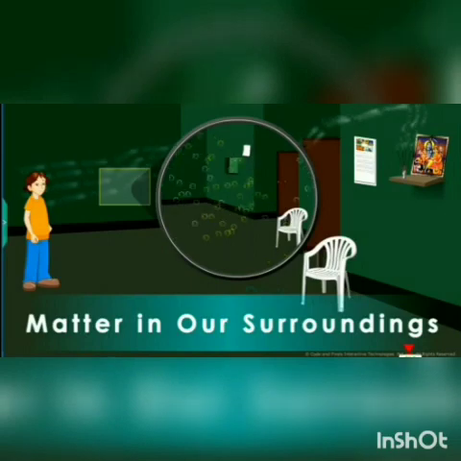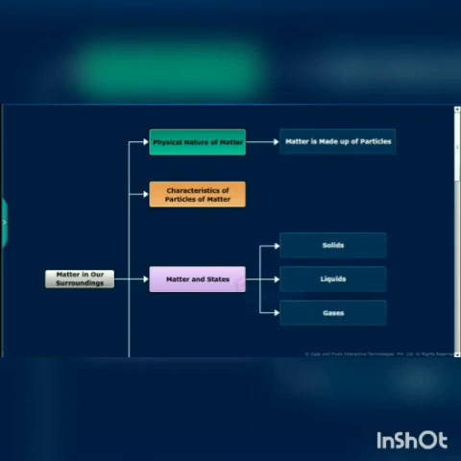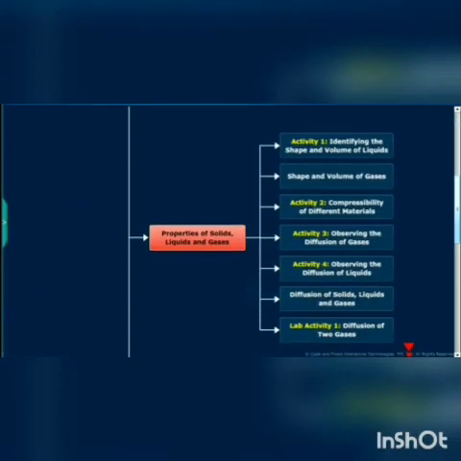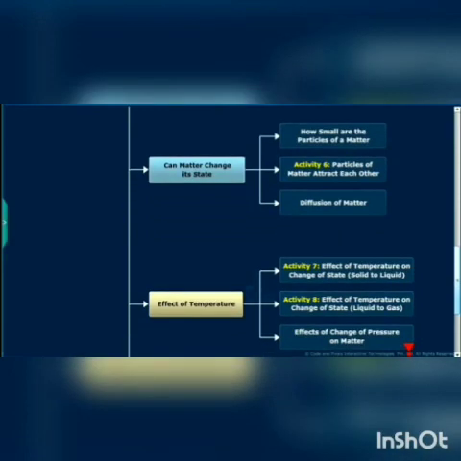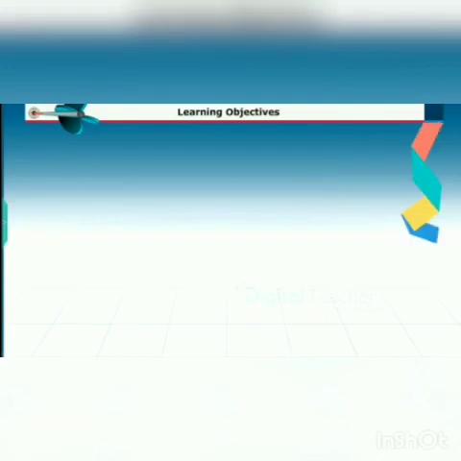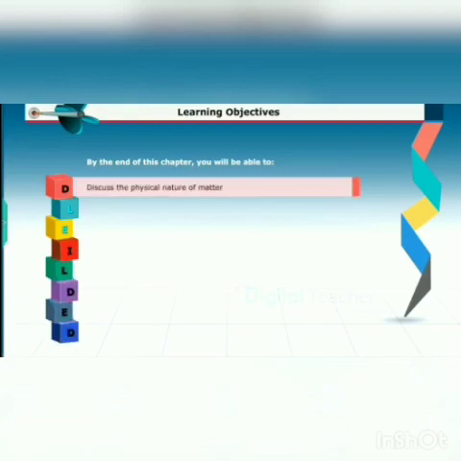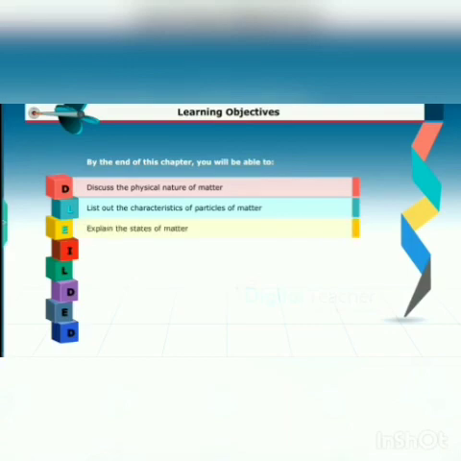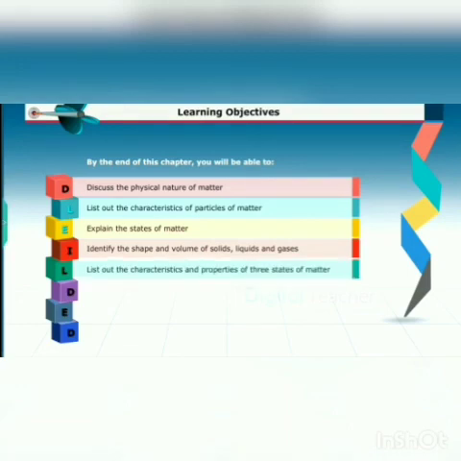Welcome to the chapter Matter in Our Surroundings. This is an overview of the chapter that we are going to learn. At the end of the chapter, you will be able to describe the particles of matter, explain the states of matter, identify the shapes and volume of solids, liquids, and gases, list out the characteristics and properties of the three states of matter, discuss the diffusion of states of matter, and explain the force of attraction between the particles of matter.